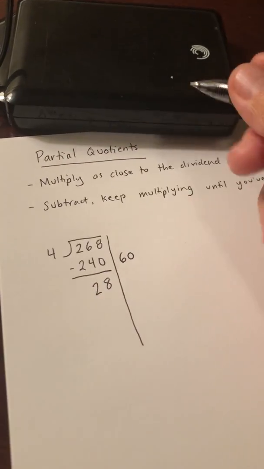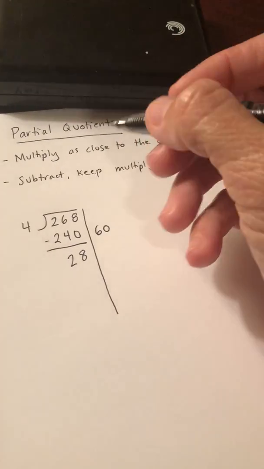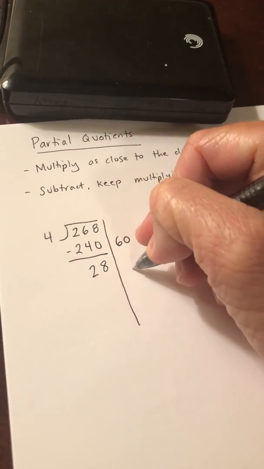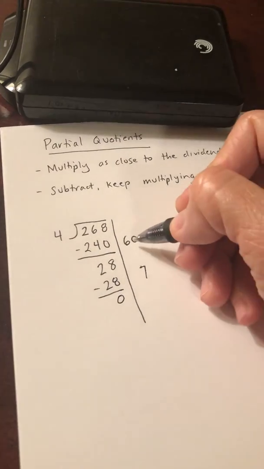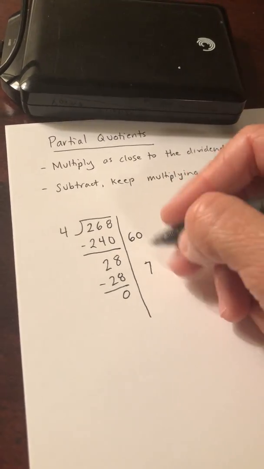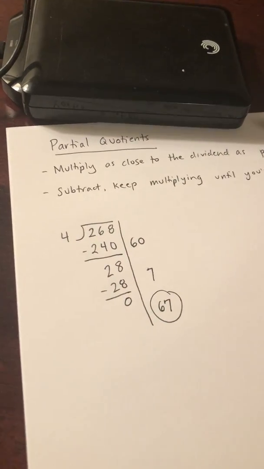There's 28 left over, and then we're going to divide again. And I'm going to ask myself, 4 times some number equals 28. 4 times 7 is 28, and that leaves none left over. This is my answer over here, these two parts of the problem added together. 67 added together is my final answer.